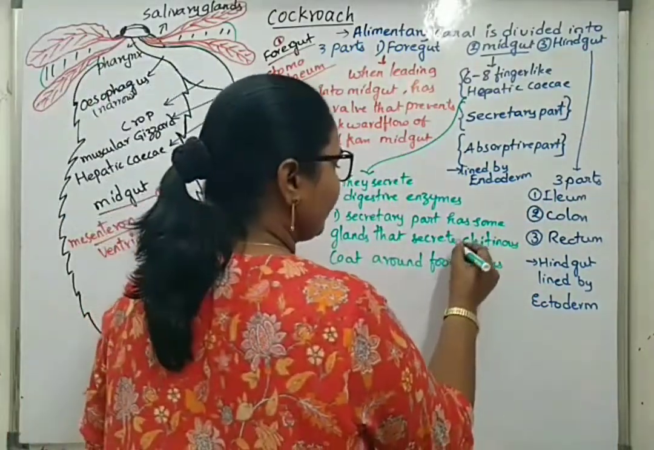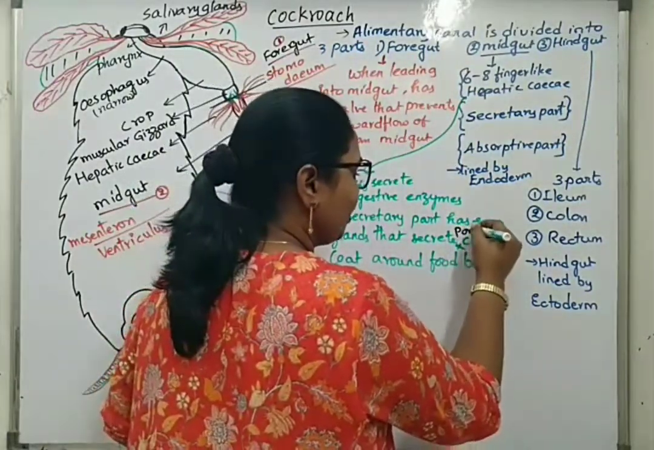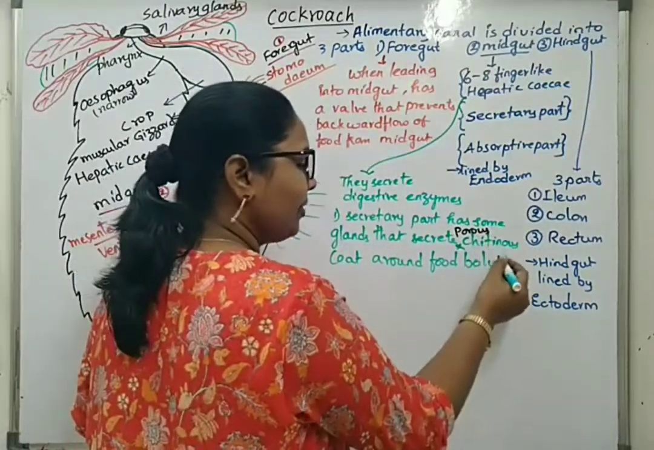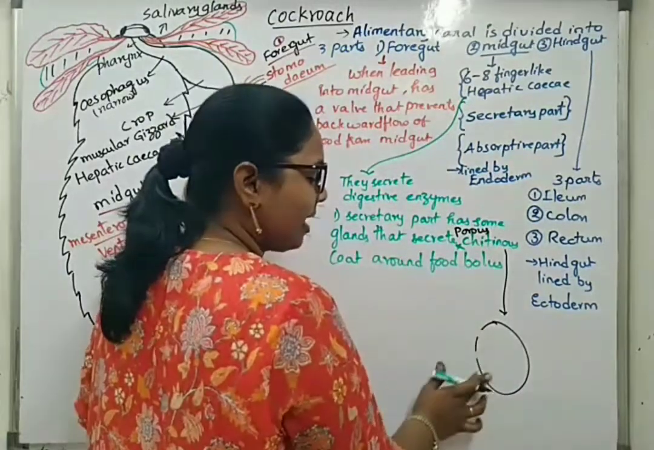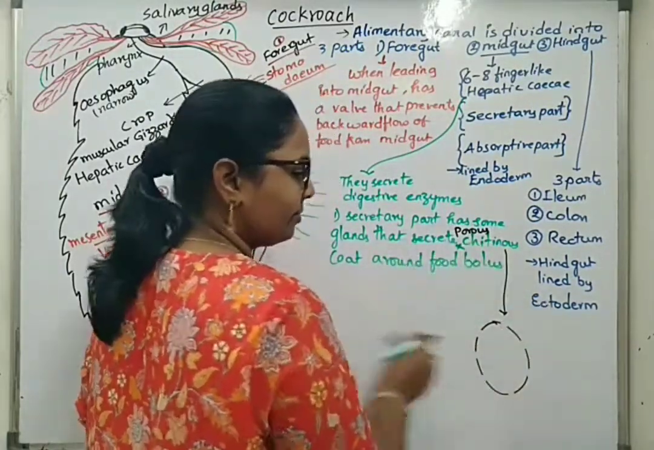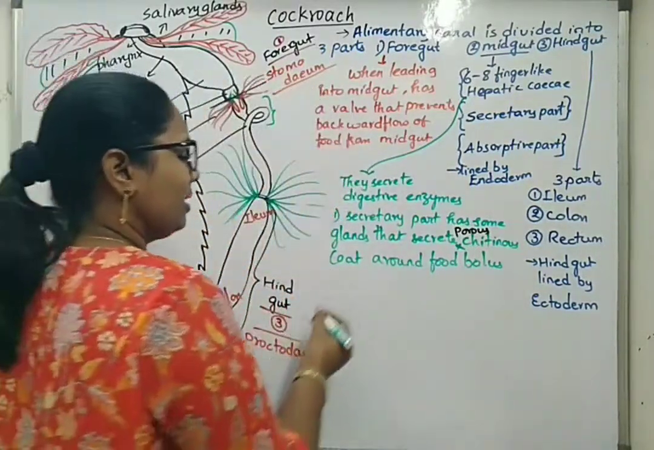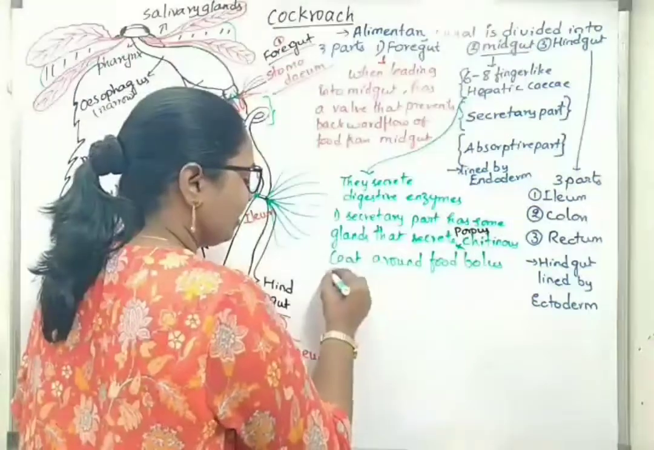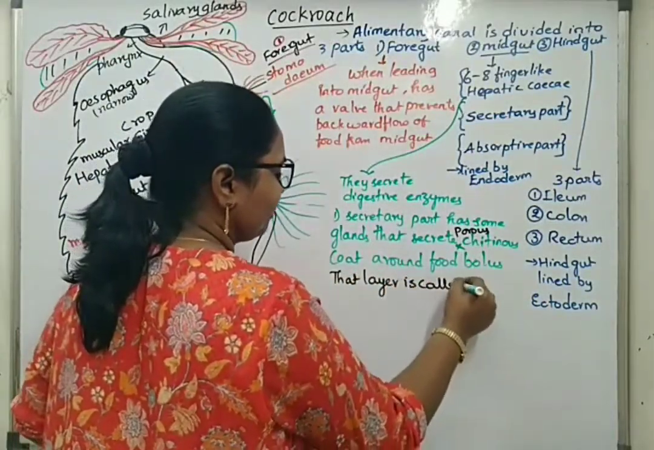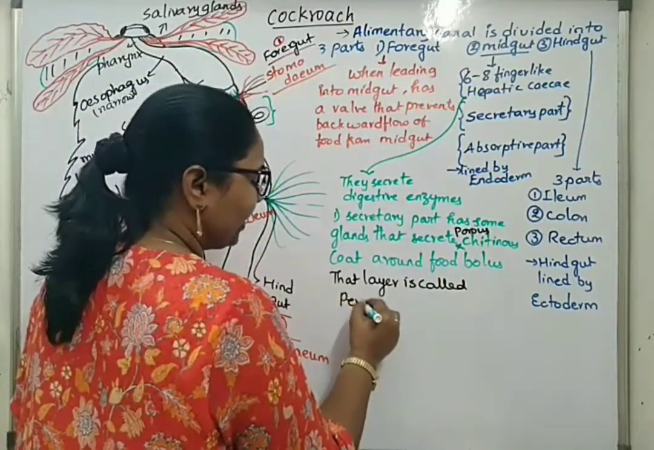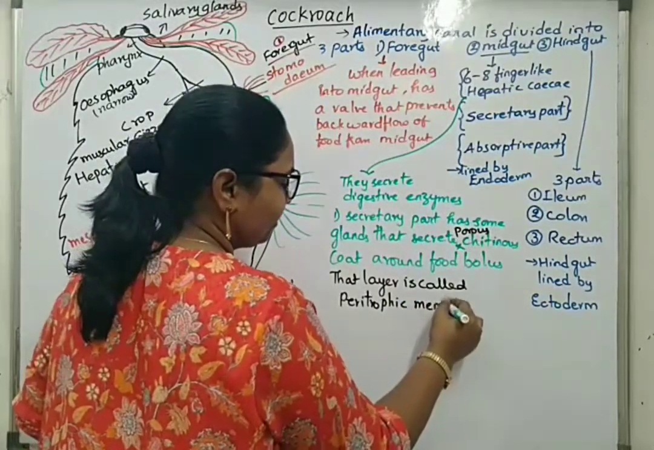So we can write, secrete. Porous means having pore-like holes. For suppose, if you want to see the diagram representation, if you say this is the chitinous layer, porous means having holes like this, around the bolus. That layer is called the peritrophous or peritrophic membrane.